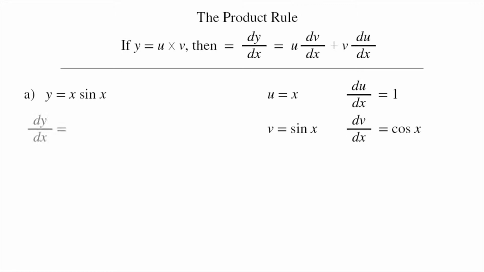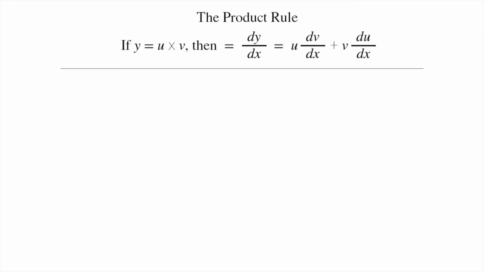So, we want to know what dy by dx is, and using the product rule, it's u, which is x, times dv by dx, which is cos x, plus v, which is sine x, times du by dx, which is 1, which we don't need to write down since sine x times 1 is just sine x. So in this example, dy by dx is x times cos x plus sine x. So it's really just a case of identifying the two functions in the product, differentiating them, and then plugging what you have into the formula.